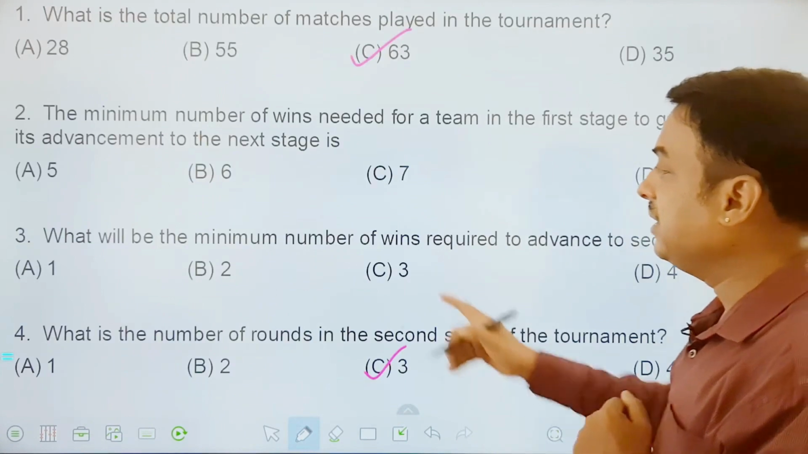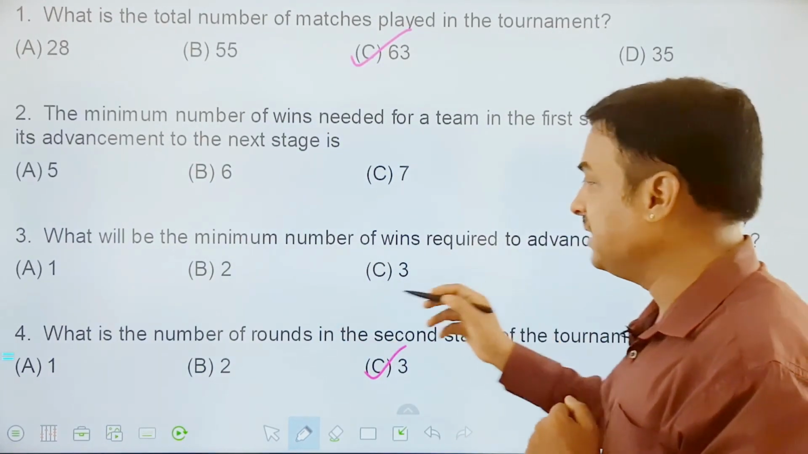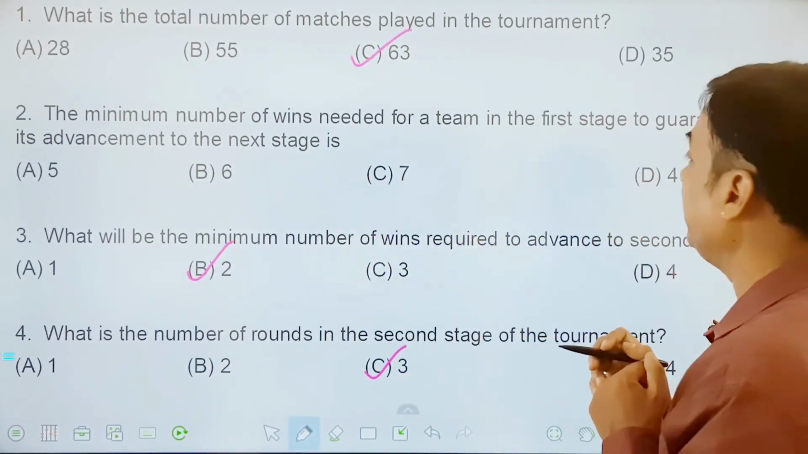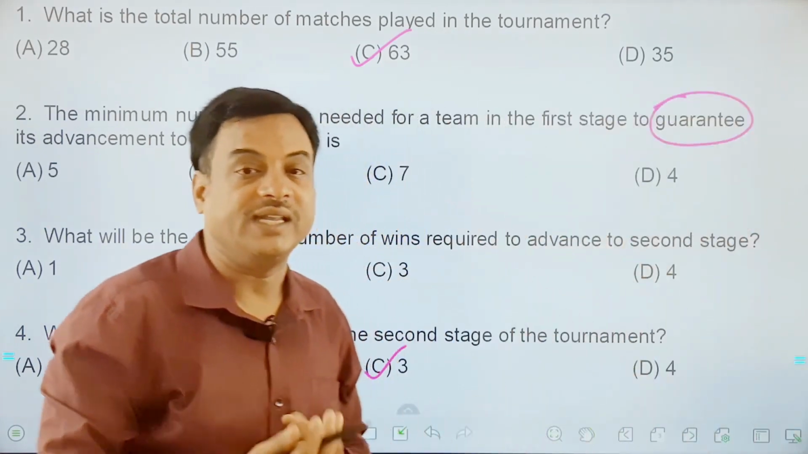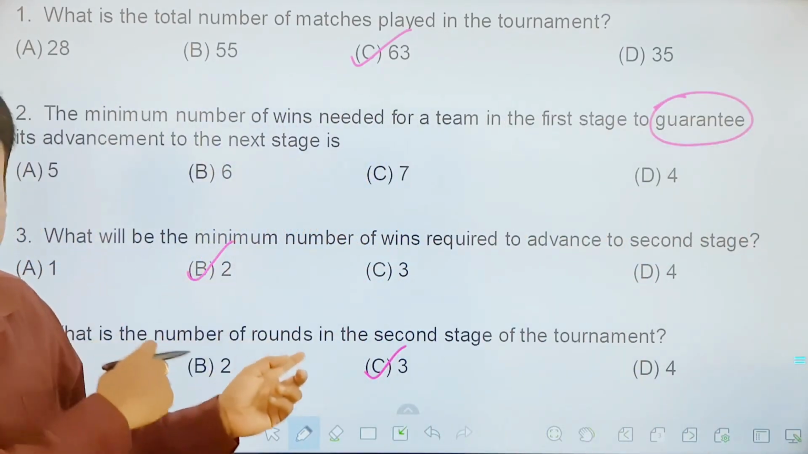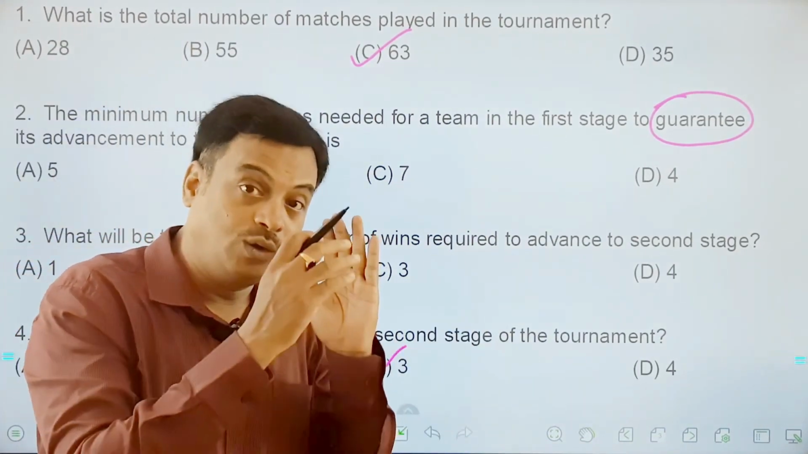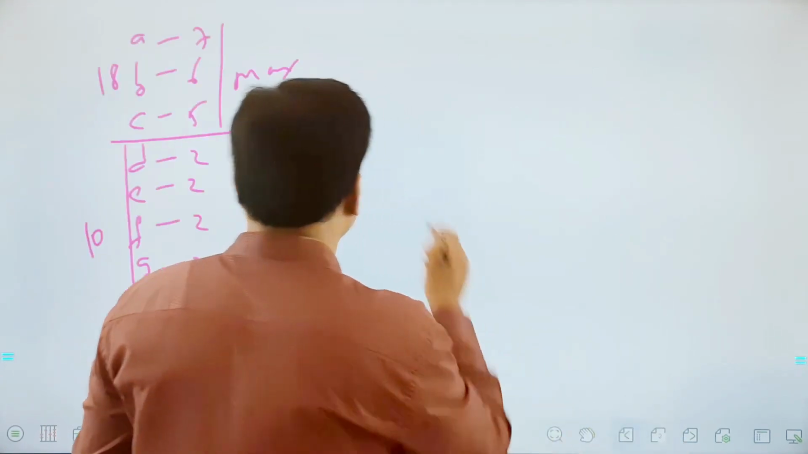Now what is the difference between your third question and the fourth question? In the third question, the minimum number of points required to advance to the second stage, the answer is 2 wins. But here there is a small difference. I should guarantee now. I should guarantee to advance to the next stage. There was no guarantee for D, E, F, G, H, if you remember. Now I want to guarantee it. So that's the difference between these 2 questions. So let us move on.